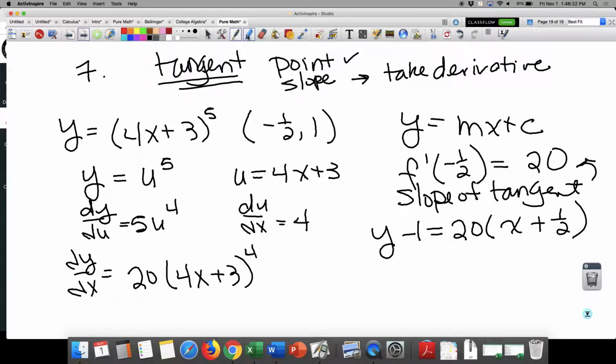Guys, I'm going to count off points. They want it in this format. What do I do to go from point slope to slope intercept? What's the first step? Distribute. Now, do you hear what I'm asking you to do?